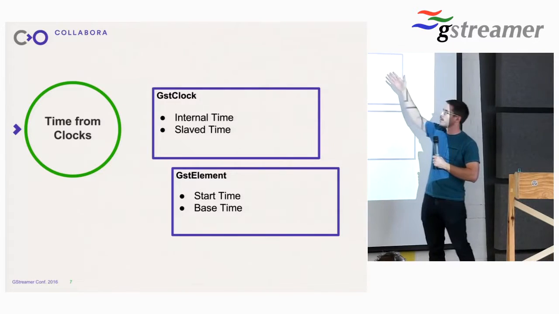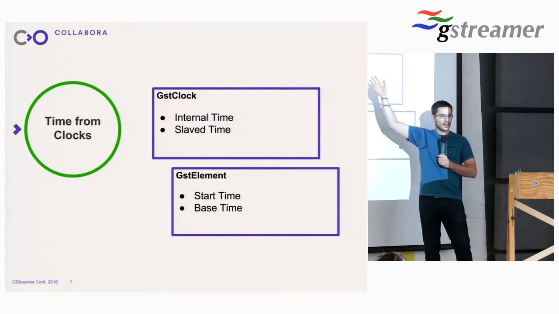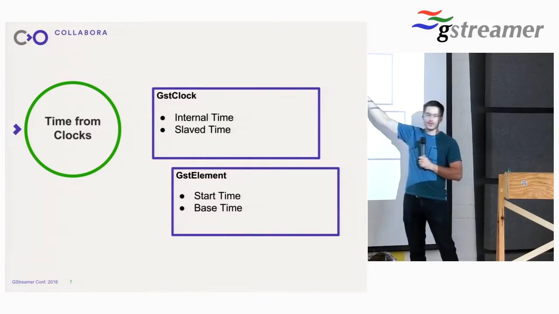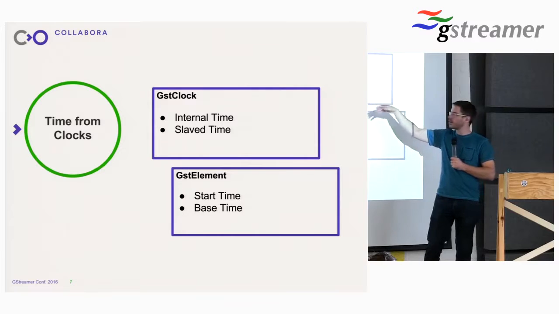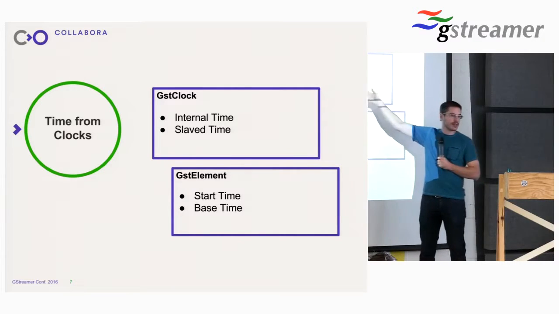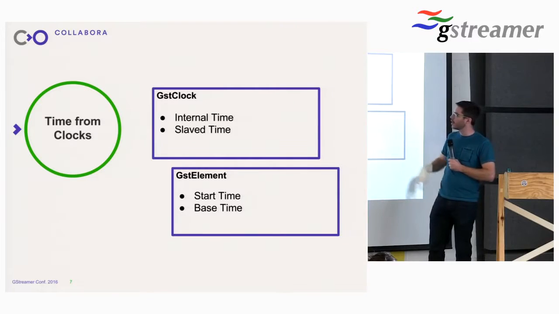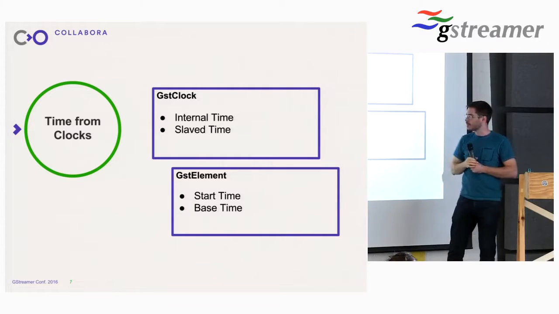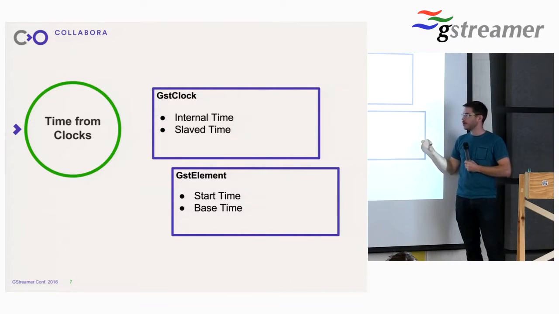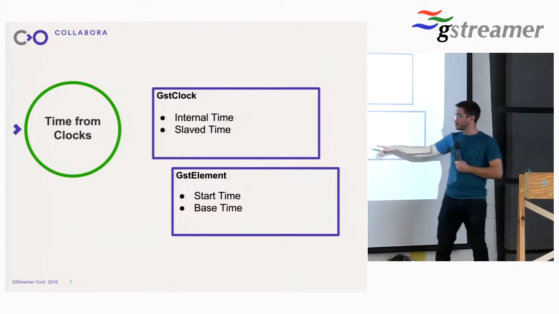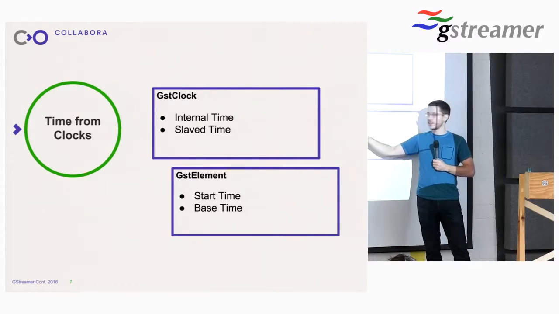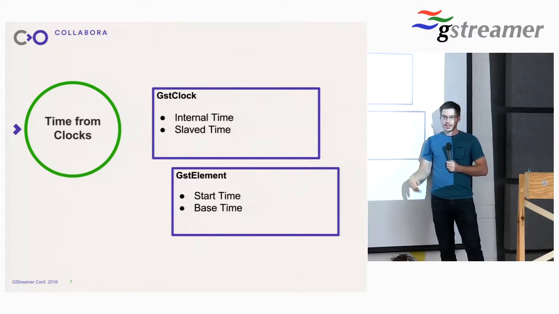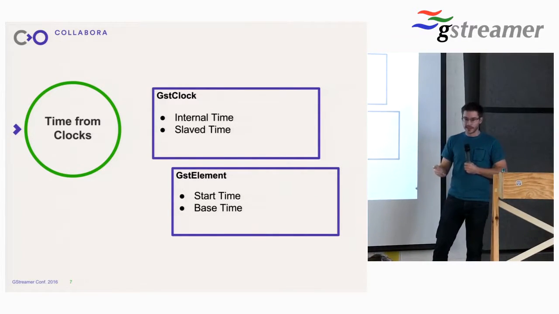One obvious place where you'll find time is in the GstClock. Unlike what most people may think, the clock actually has two times, the internal time and the slave time. If it's a master clock, those are the same. If it's a slave clock, you'll have two times: the internal time and the useful time, the one that is translated. You'll find some notion of time in the GstElement: the start time, which the documentation describes as the time you went to pause state, and the base time, which is the time you went to playing state.